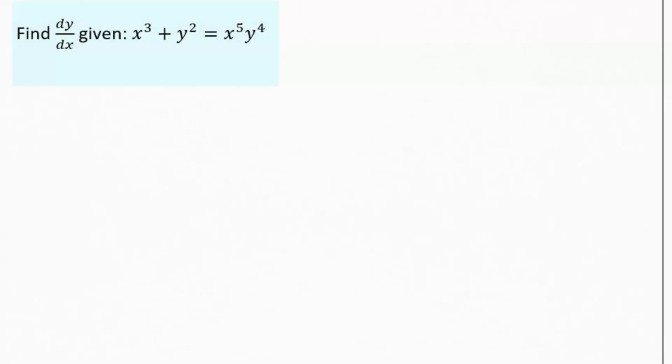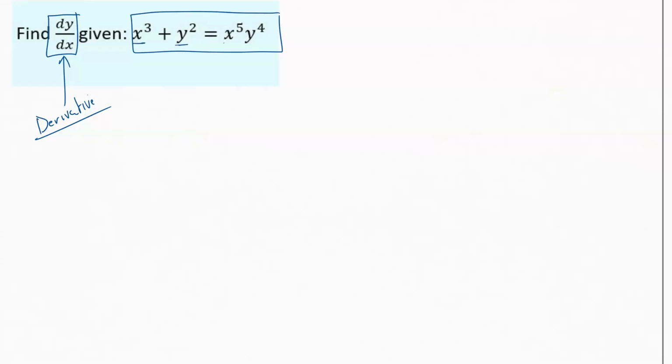Here we have an example where they're asking us to find dy dx. That's just them saying find the derivative. Remember, dy dx works the same as f prime of x and y prime of this given equation over here. The weirdness about this is that, for the first time ever, you're going to start seeing x's and y's sort of commingling throughout your entire equation.